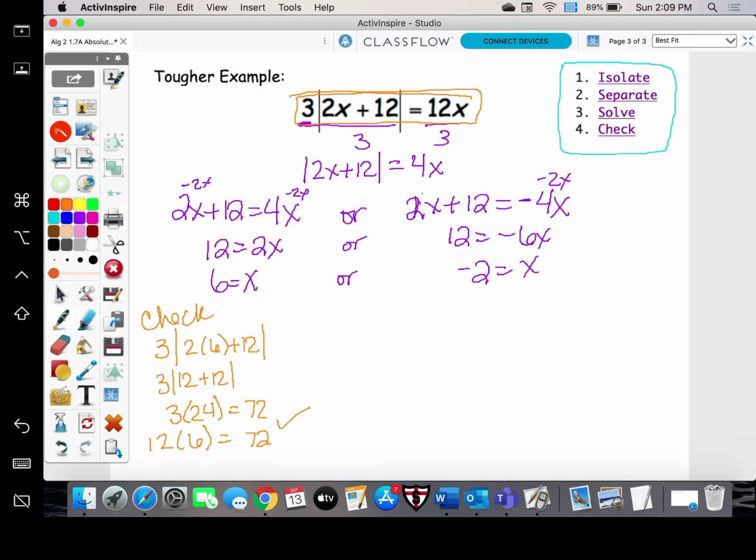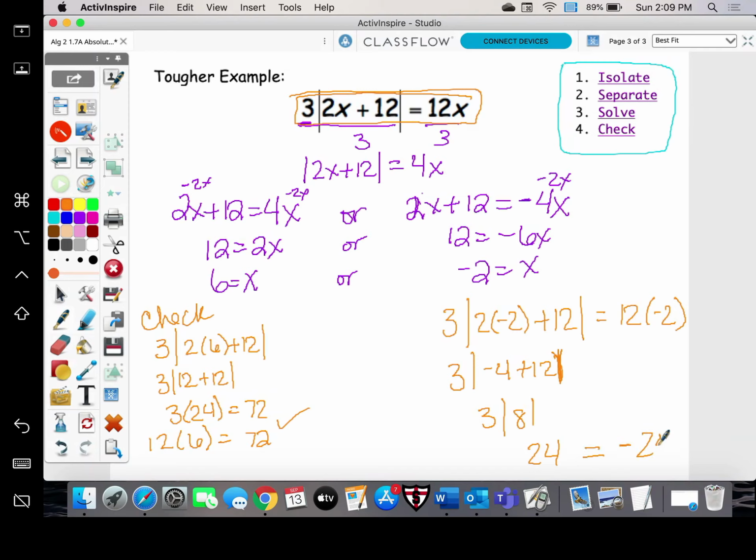Let's find out about this x equals negative 2. So 3 times the absolute value of 2 times negative 2 plus 12. Does that equal 12 times negative 2? So 3 times the absolute value of negative 4 plus 12, which is 3 times the absolute value of 8. So that side's 24. This side's negative 24. Those are not equal. So in this case, by checking our answers, we have revealed that x equals 6 is the only one that works.